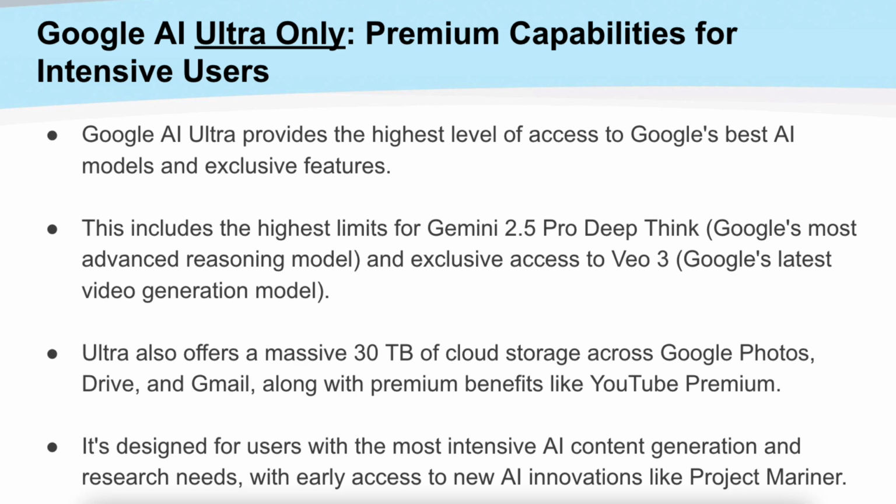Exclusive access to Veo 3, Google's latest video generation model, which is a part of Flow that we just talked about. Also getting a huge storage upgrade, going from, I believe it was 2 terabytes to 30 terabytes of cloud storage across all of your platforms. So Google Photos, Drive, Gmail, along with YouTube Premium. So this is really designed for the most intense content generation users, research users. You also gain early access to some new AI features as well. So you're on the cutting edge of what Google AI has to offer.